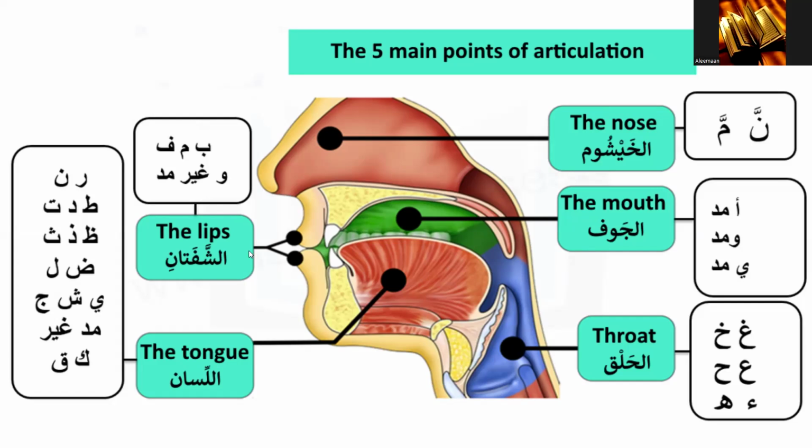So الشفتان: ba, meem, and waw غير مادية, and fa. And the tongue letters we did all: را نون طا دال تا ضاد ظا ثاء ضاد لام يا شين جيم, and kaf and qaf. Throat letters: غين خا hamza ha ain and ha.